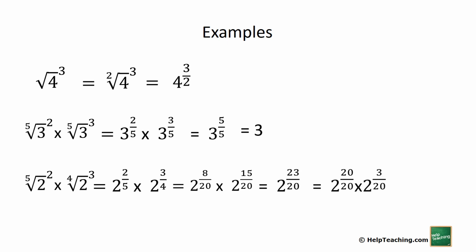We can separate those out, and we have 2 to the power of 20 over 20, which is just 2 to the power of 1, times 2 to the power of 3 over 20. So fully simplified, it is 2 times 2 to the power of 3 over 20. Now you can try practicing these on your own.